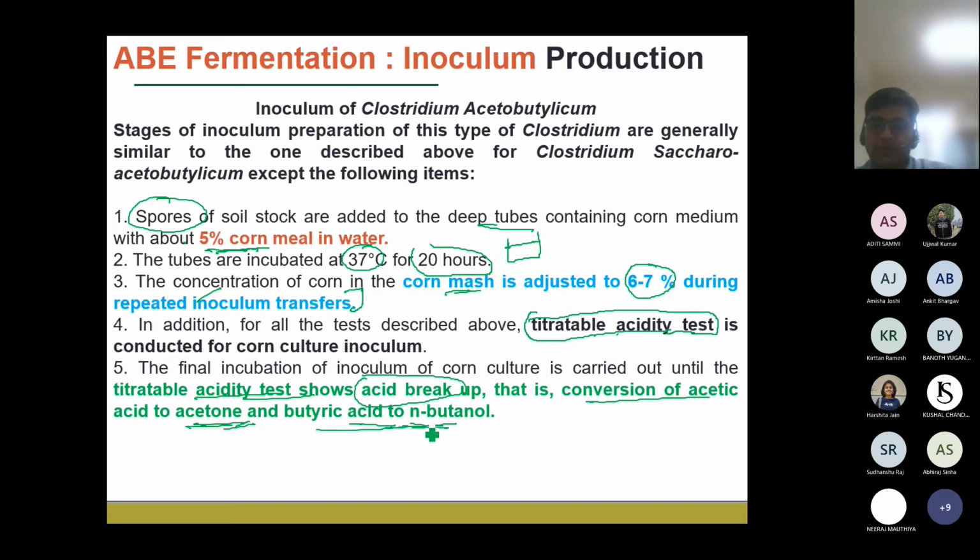That can be determined by measuring the titratable acidity, because both acetic acid and butyric acid are involved. What will happen if the acetic acid is converted to acetone? The overall pH of the medium should be decreasing, right? So this titratable acidity test tells you during the fermentation whether we have more fraction of acetone or N-butanol, or more fraction of acidic composition, especially acetic acid or butyric acid.